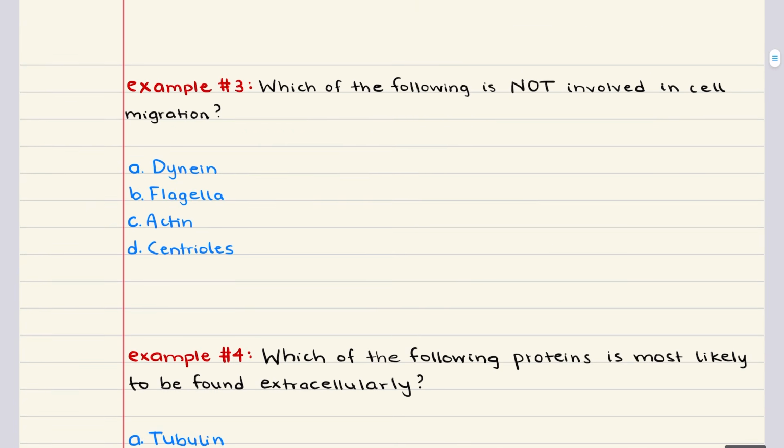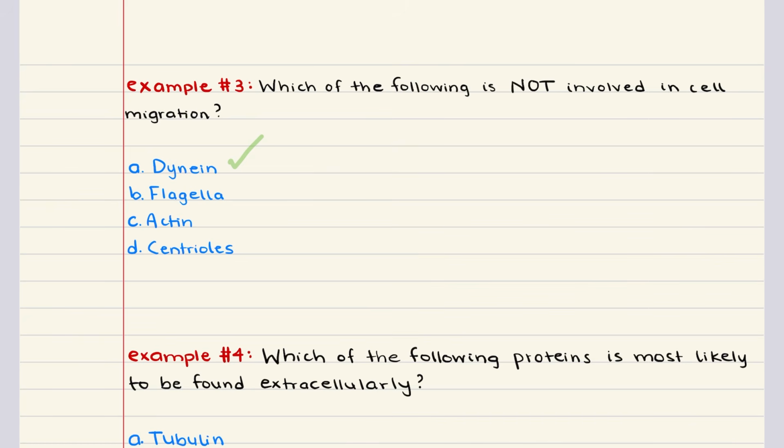Problem 3 says, which of the following is not involved in cell migration? Let's break this down by looking at what each of these choices does. Choice A says dynein. This is a motor protein that moves along microtubules. It's involved in the sliding motion of structures like cilia and flagella, which help with cellular movement. So yes, it plays a role in cell migration.